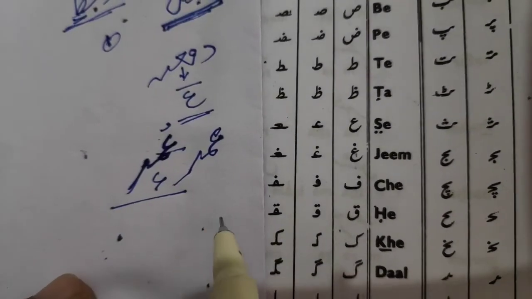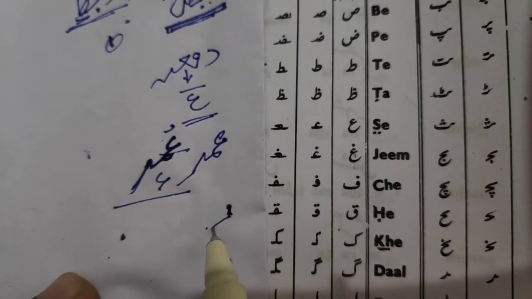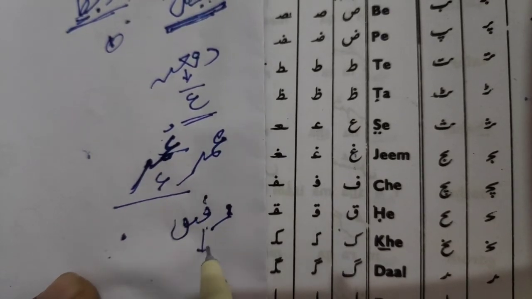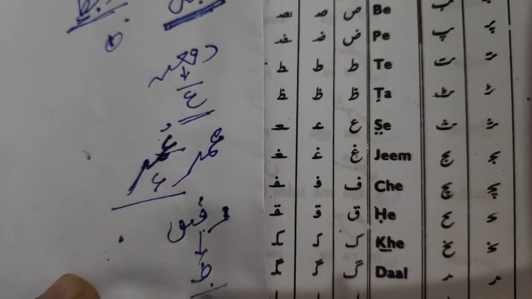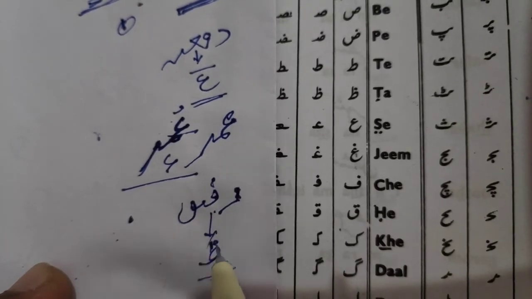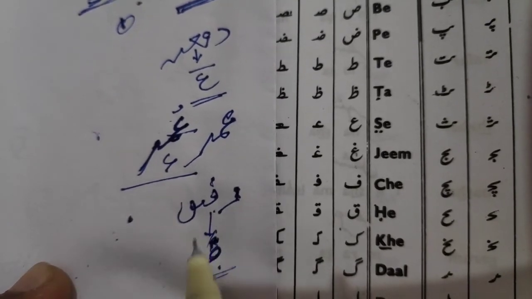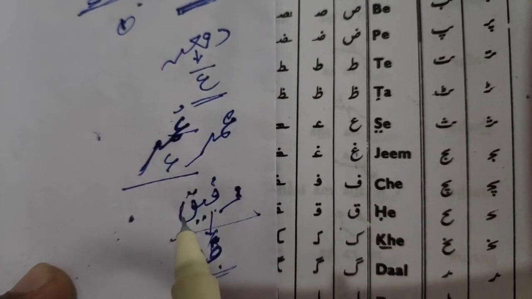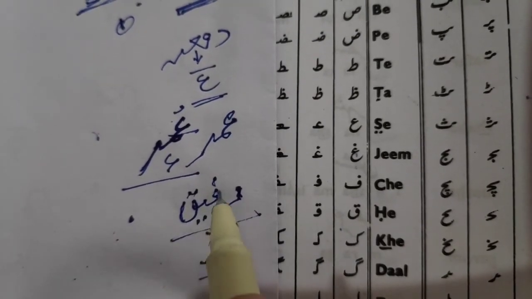When you write Rafiq, which means friend, the fe in the initial. Okay, this is fe, and ye is here, and badi kaf. Rafiq. Okay, fe in the initial.